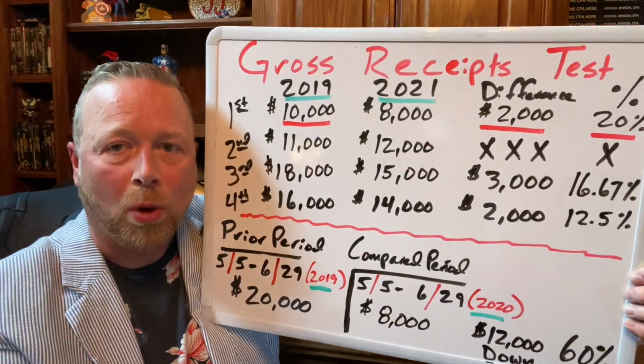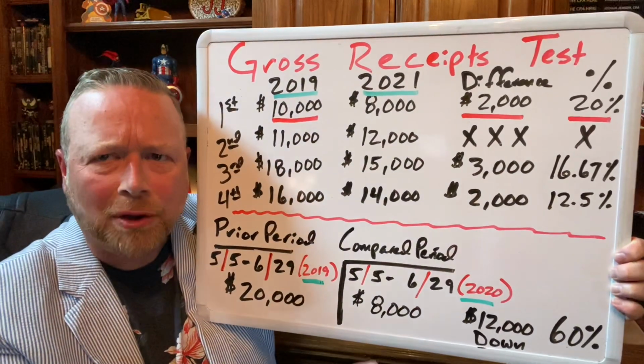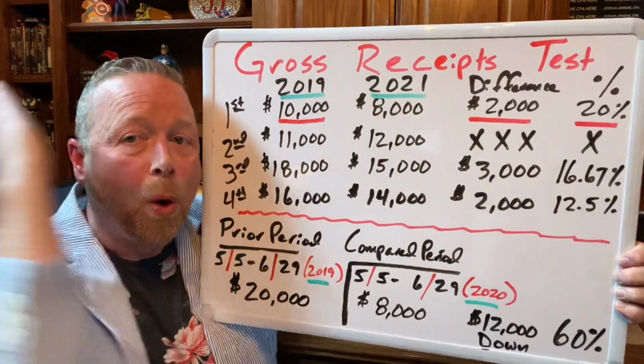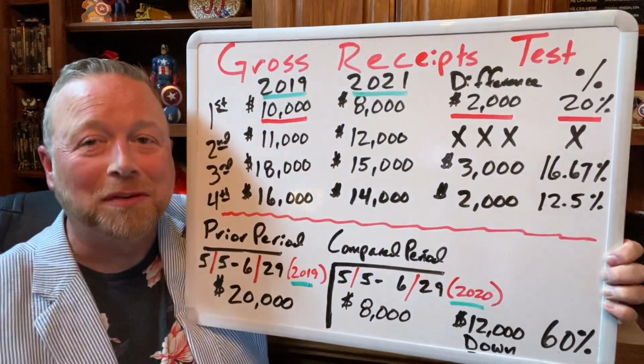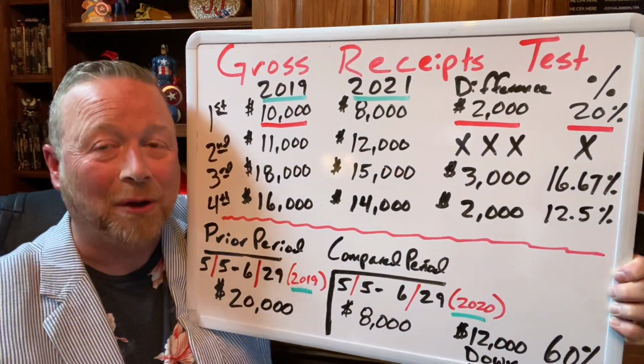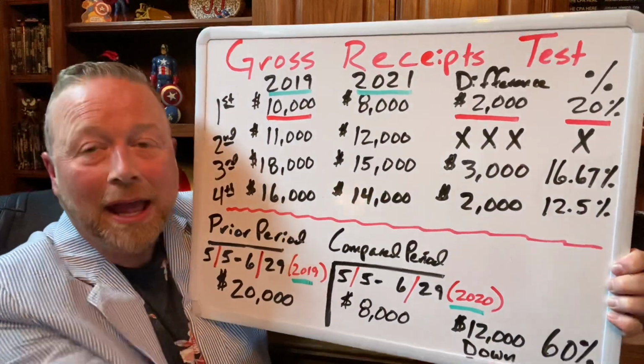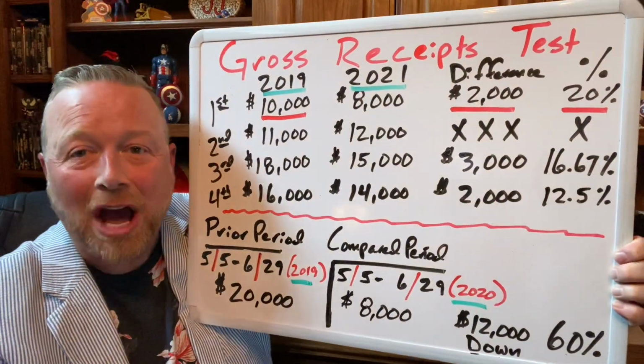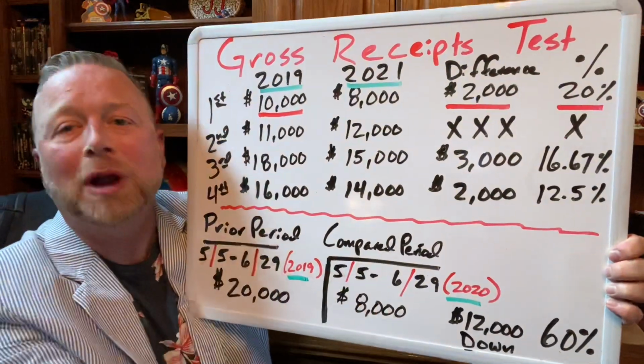JJ, wait a second. Whoa, hang on. How come you're comparing 19 to 20? That's not what this video is about. The video is about how do you just determine the gross receipts reduction? How do you determine that? That's all we're trying to figure out.